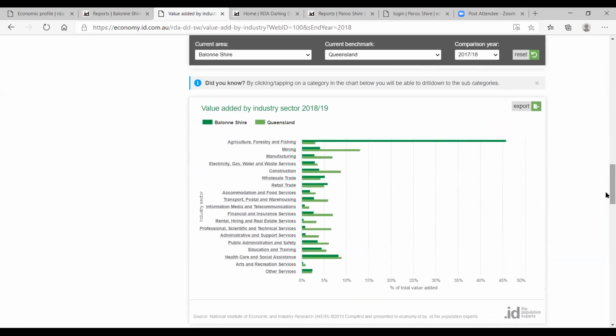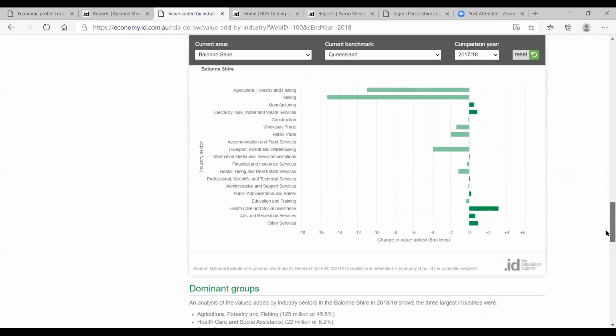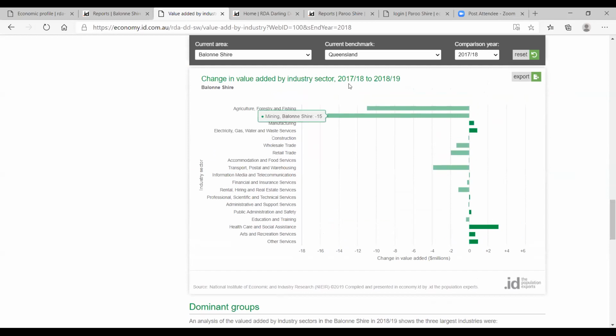Then I come down and I get the same thing. I get those charts and I can see here in terms of value added by industry, ag, forestry and fishing, we are extremely dominant. It's almost 50% of our profitability in our economy. When we move down here, we can see the change that has happened between 17-18 and 18-19. And next year, in that February period, we will be able to see what has happened over that previous year as well.